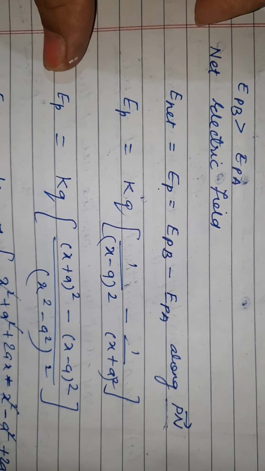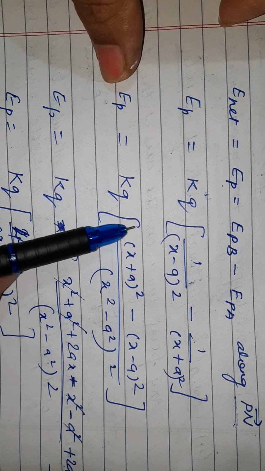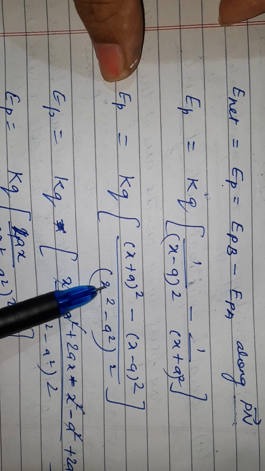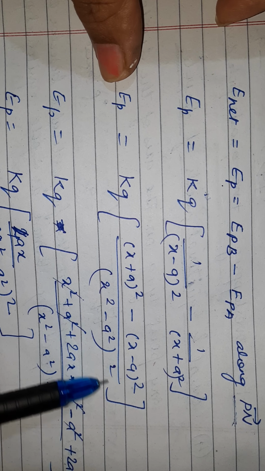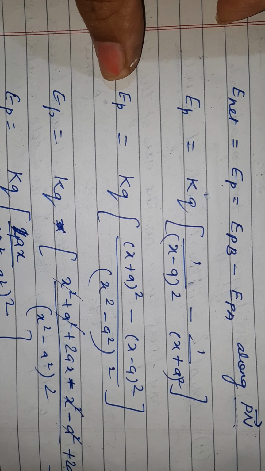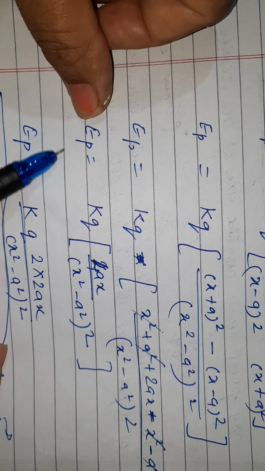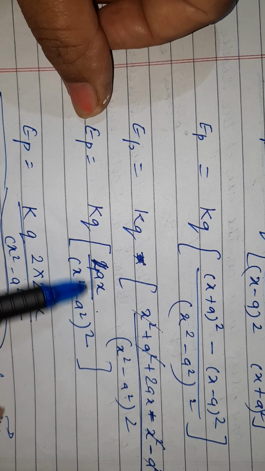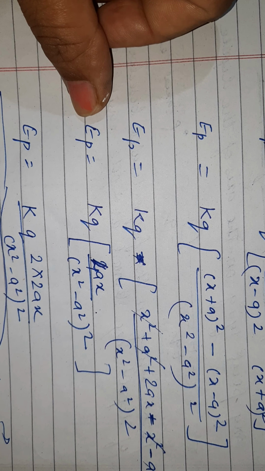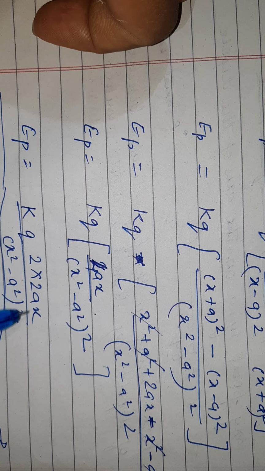We'll solve it and we'll find out that EP is equal to KQ within the bracket (x plus a) whole square minus (x minus a) whole square divided by (x square minus a square) whole square. We'll expand these two, and after expansion and cancellations we'll find that electric field at P is equal to KQ into 4ax upon (x square minus a square) whole square. We can break this 4ax in the form of 2 into 2ax.